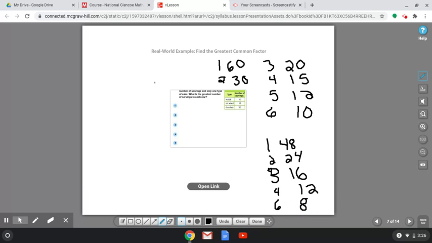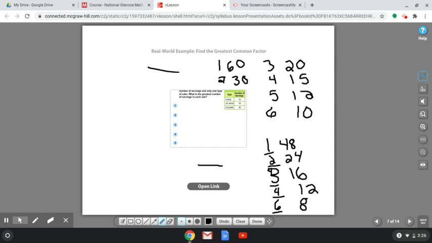So if you look, there are a lot of factors of 60 over here. There's a lot of factors of 48 over here. So what do they have in common? They both have a 1. They both have the 2. They both have the 3. They both have the 4. They both have the 6.